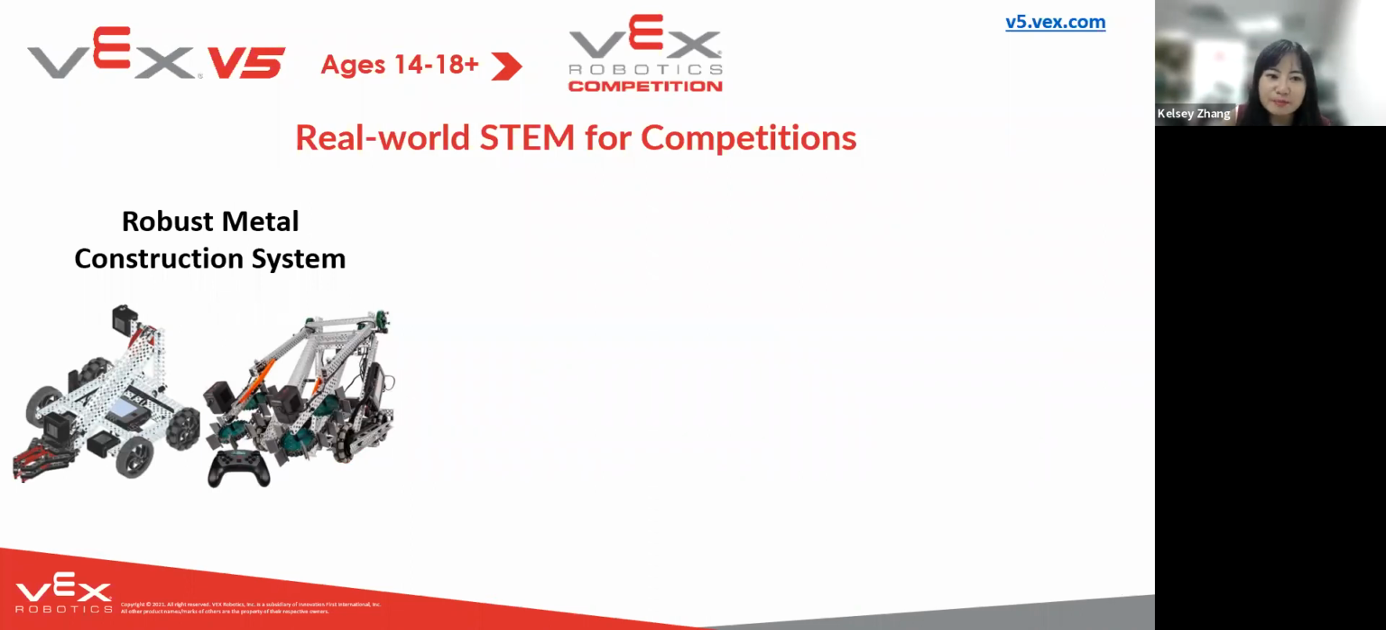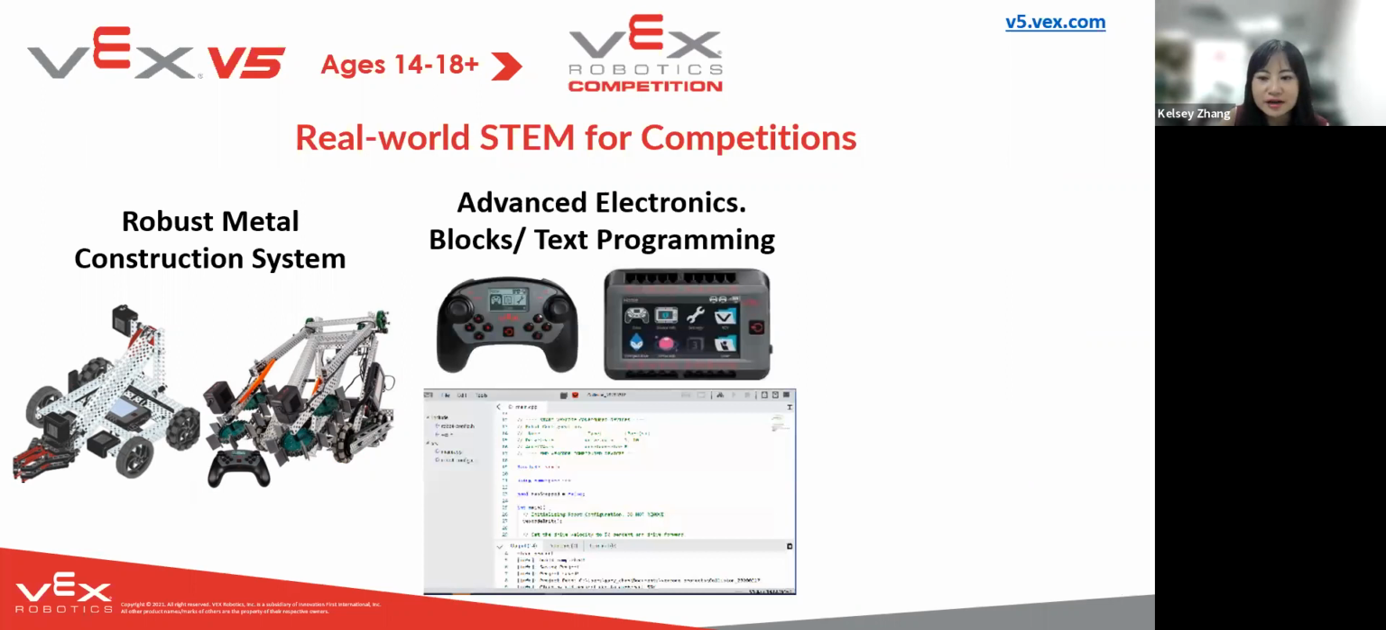It's also a metal construction system, just like EXP. And a competition environment requires more powerful motors and additional ports. So we have a touch screen for V5, for operation away from a computer, and longer metal structural parts for larger robots. So compared to EXP, it has larger structural parts for some of the metal parts.